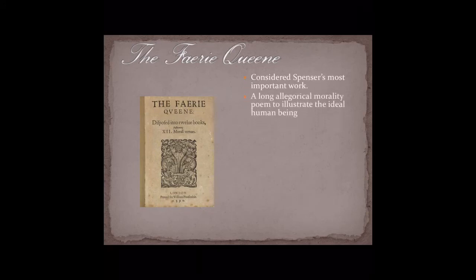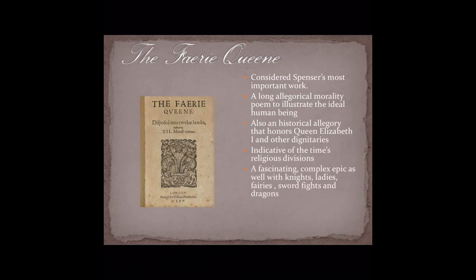The best definition of allegory is a character or story element that represents people or abstract qualities in addition to the literal meaning. This allegory has many layers. It's a historical allegory that honors Queen Elizabeth, but it's also indicative of the time's religious divisions between Protestants and Catholics, and is a fascinating, complex epic as well, with knights, ladies, fairies, sword fights, and dragons. If you want to read The Faerie Queene, you can find it in the textbook.